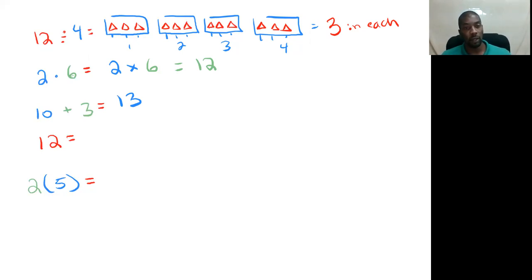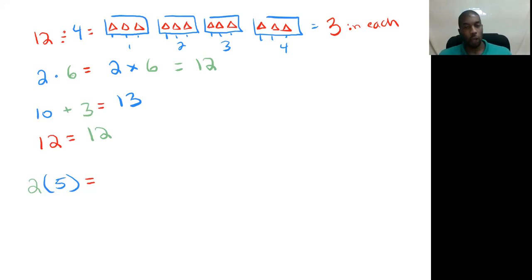What is the value of 12? Well, that should be very obvious. If you had 12 bunnies, how many bunnies do you have? You got 12. So 12 is equal to 12. If you have a single number like that, the value of that number is the number itself.